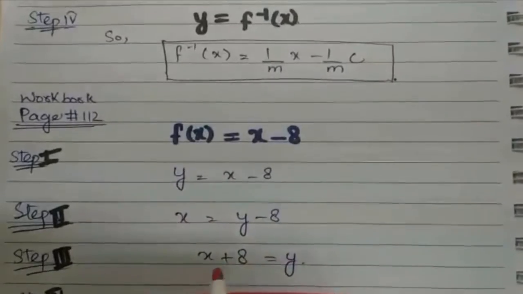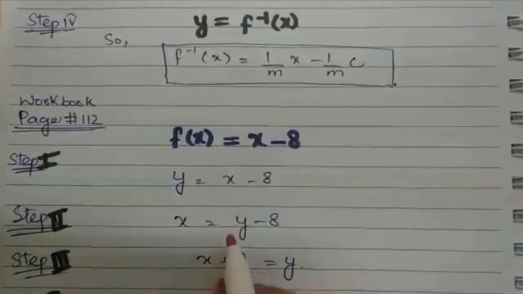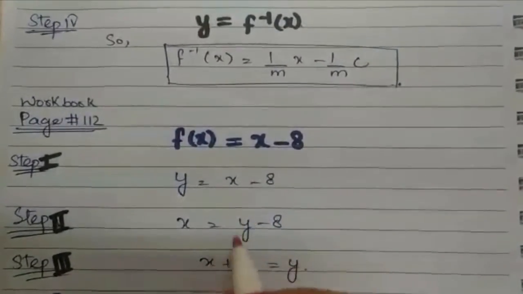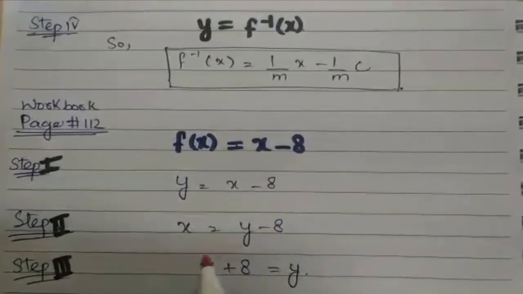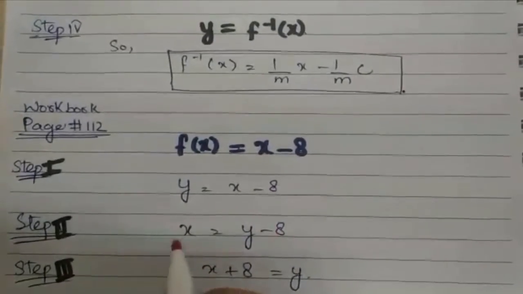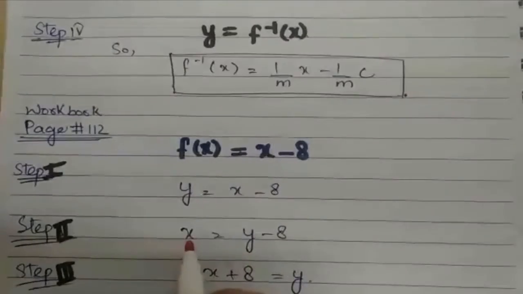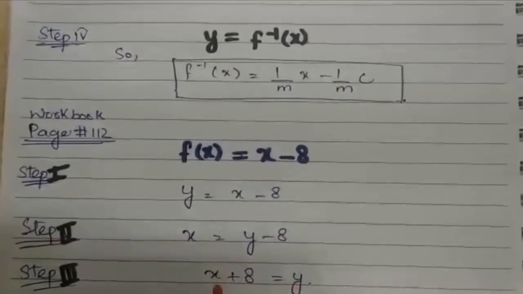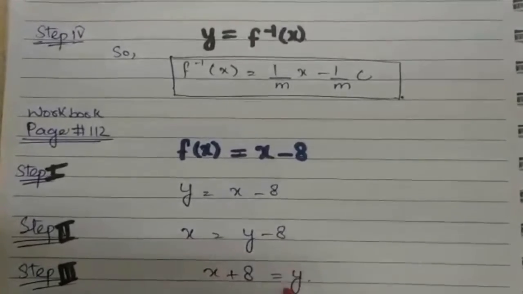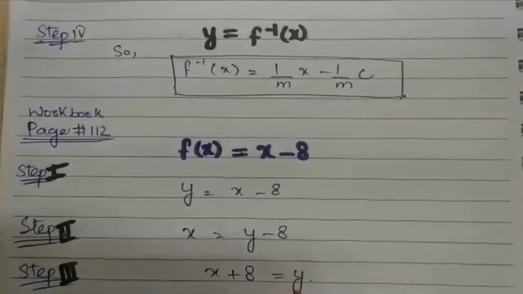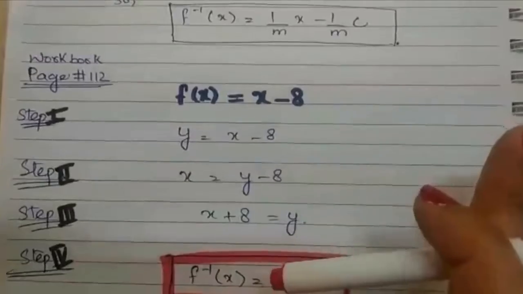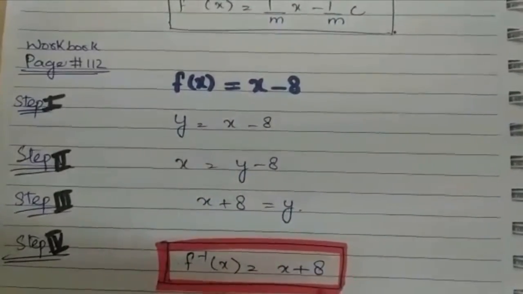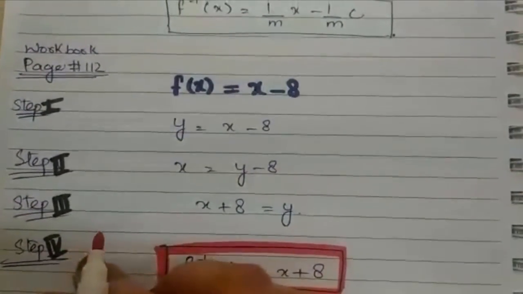And in step 3, you have to make y the subject, so it means you have to separate y here. What you have to do is shift the 8 over here. So minus 8 becomes plus 8 when it comes to the left. So now we have y equals x plus 8. Now y is the inverse of the function. Okay, so we get the inverse for this function: f inverse of x equals x plus 8. We can take one more example over here.